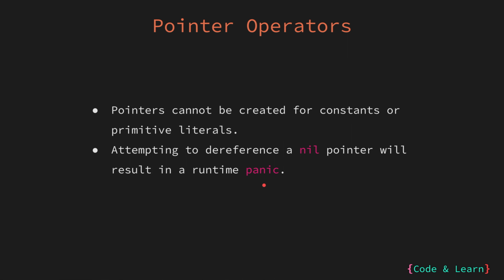We have talked about this before, but let us go over it again. A nil pointer is a pointer that does not point to a valid memory address. If you attempt to dereference or access the value pointed to by the nil pointer, it will result in a runtime error or panic. This is because there is no valid memory location associated with a nil pointer, so trying to access its value is not allowed.